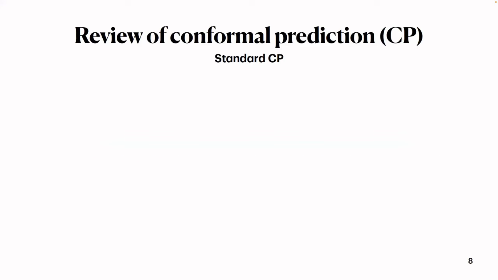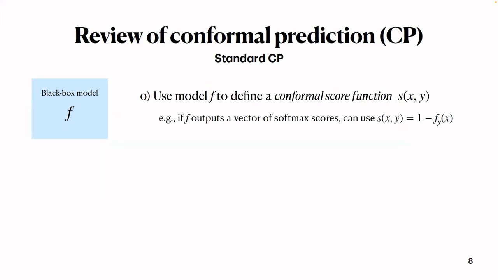First we'll review conformal prediction a bit. So working in the split conformal setting, where we assume we have access to some sort of black box model, and we use this model, denoted F, to define a conformal score function. So an example is F could be like a neural network that outputs a vector of softmax scores. So then your conformal score function could just be 1 minus the softmax score for the class Y.